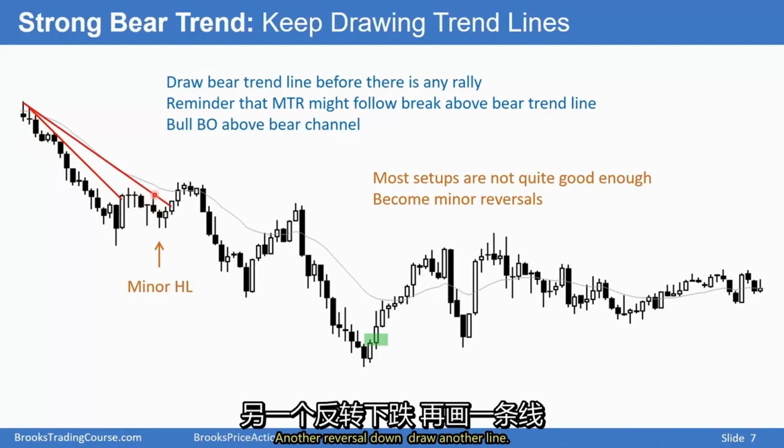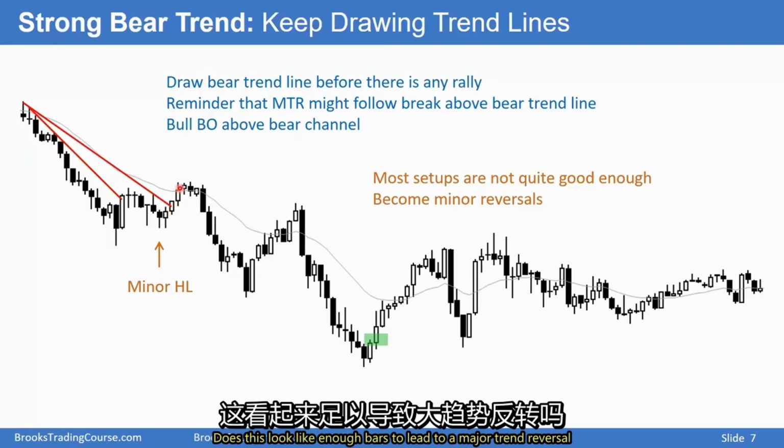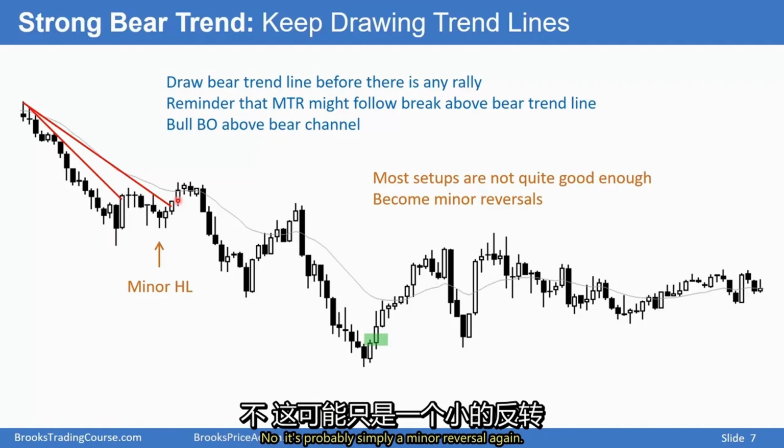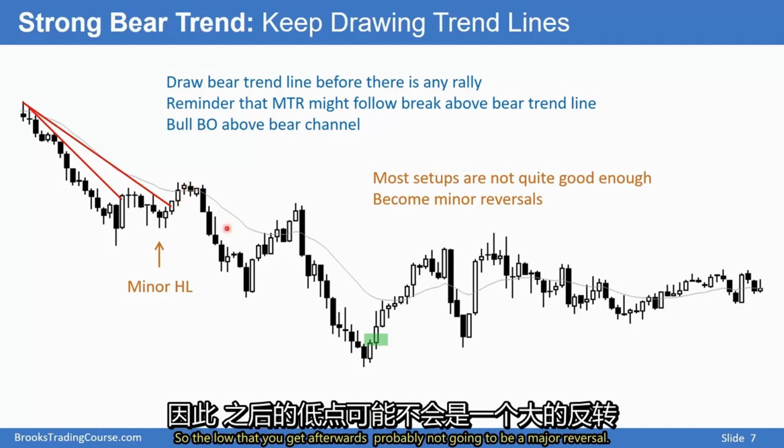Another reversal down, draw another line. Does this look like enough bars to lead to a major trend reversal? No, it's probably simply a minor reversal again. So the low that you get afterwards, probably not going to be a major reversal.